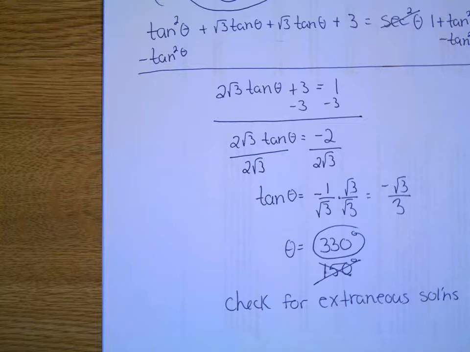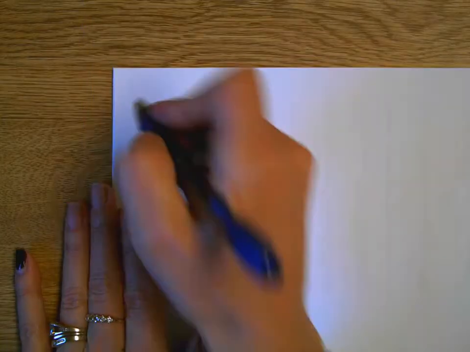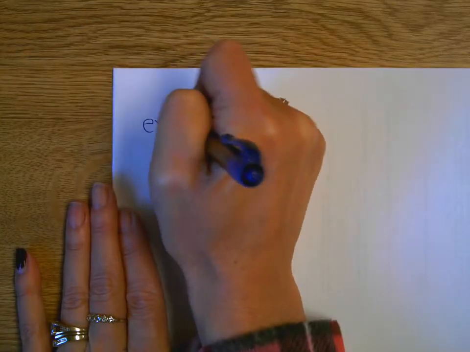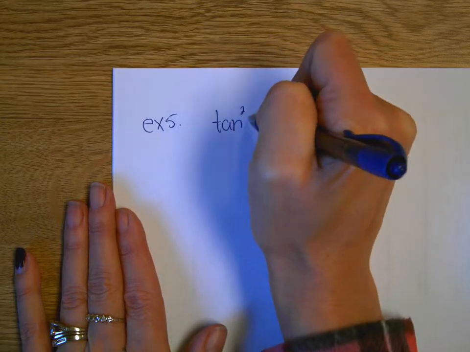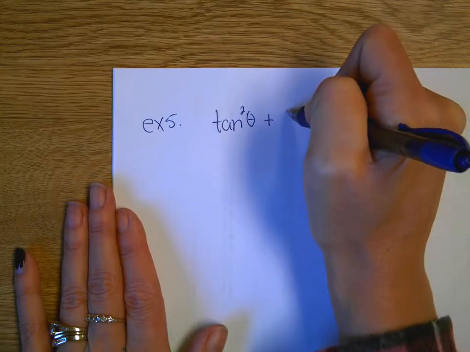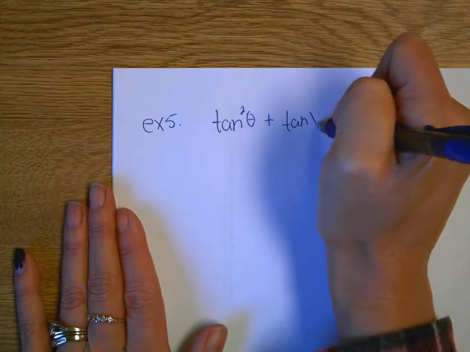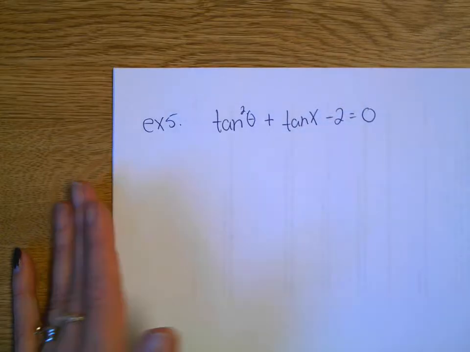Okay, last one. Number 5. Tangent squared. So which one didn't work? The 150. Nope, it's not an extraneous one.